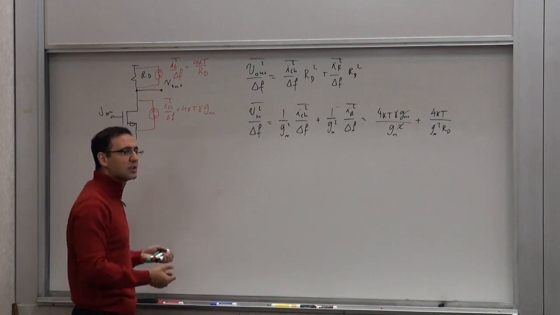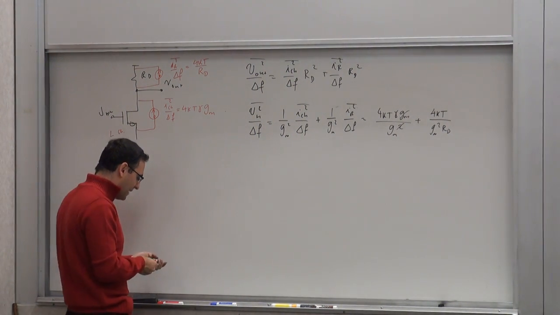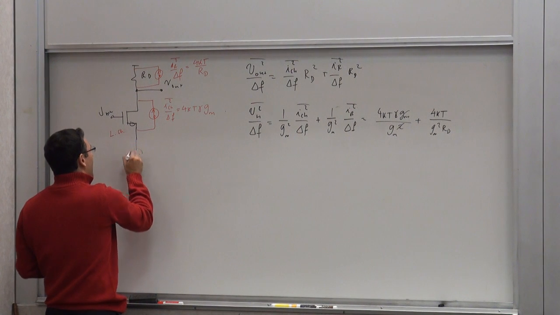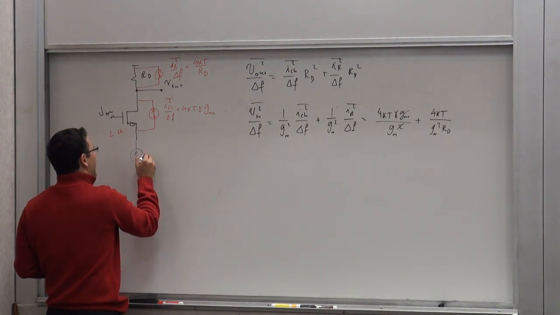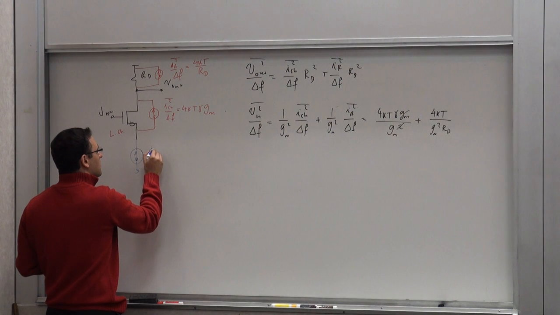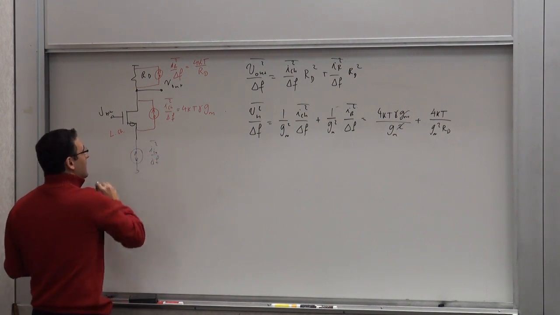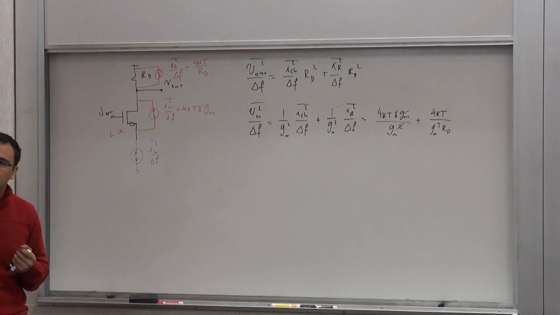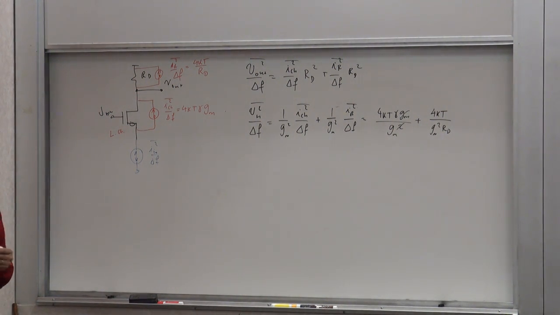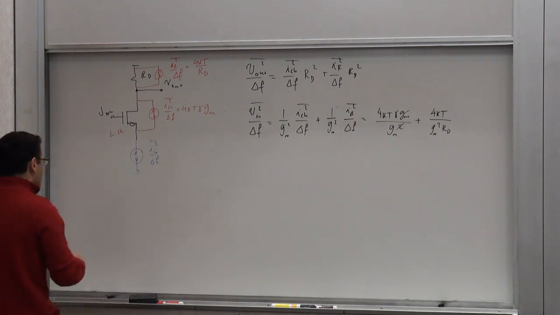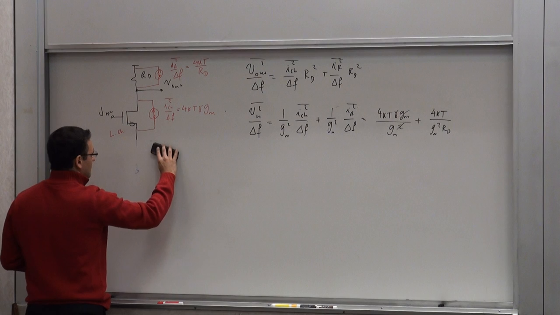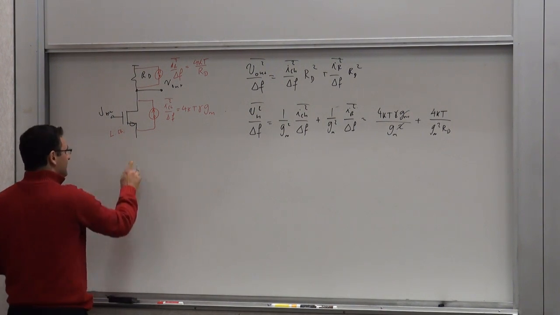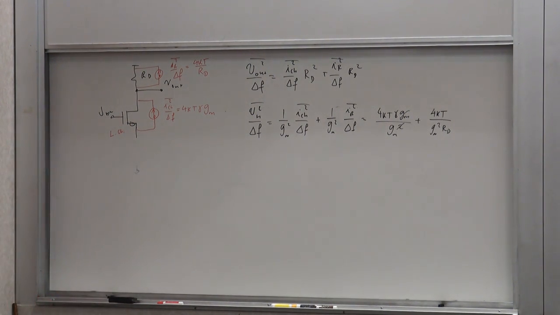Now, how about the input-referred current source? If I want to evaluate the effect of the input-referred current source, I have to drive the input with a current source and determine what it is. So if the input is driven by a current source, what is the output noise voltage? Well, you have to be careful. I have to know this, but when I know that, I've opened this. Right? So what is the noise at the output? What is the voltage noise at the output?